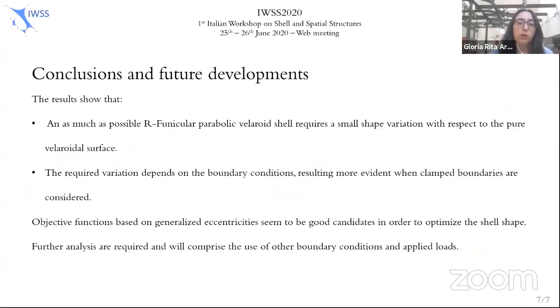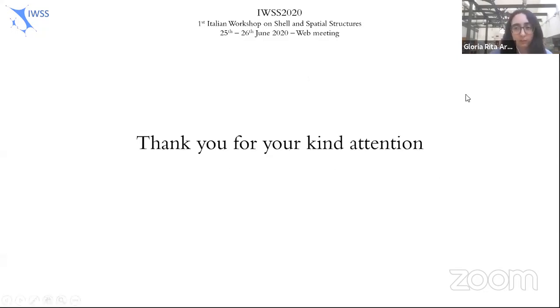So this was a preliminary study that we have performed to understand if it would be a good idea to use R-Funicularity in shape optimization, and we will do other analyses using different boundary conditions and different applied loads. Thank you for your kind attention.